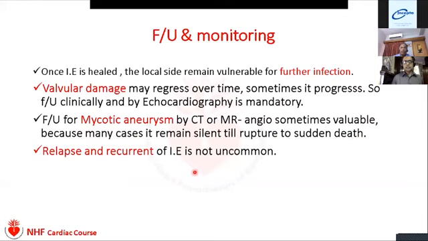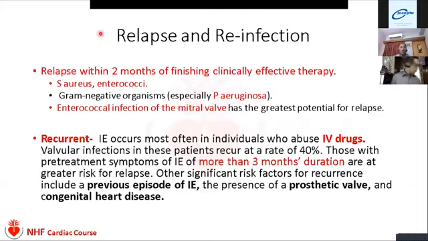Relapse and recurrence of infective endocarditis is not uncommon. What is relapse? Relapse is when infection and signs and symptoms appear within 2 months after finishing clinically effective therapy. Staphylococcus aureus, Enterococcus, and gram-negative bacteria are the more common causes of relapse. Enterococcal infection of the mitral valve has great potential for relapse. And recurrence is especially important in IV drug users.